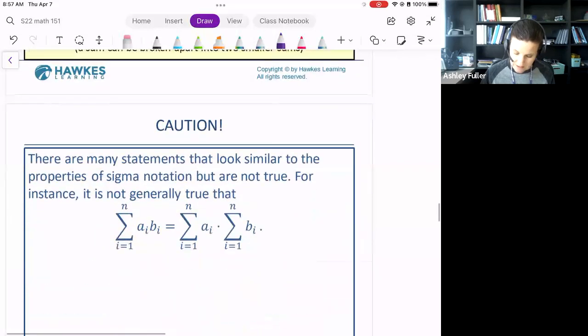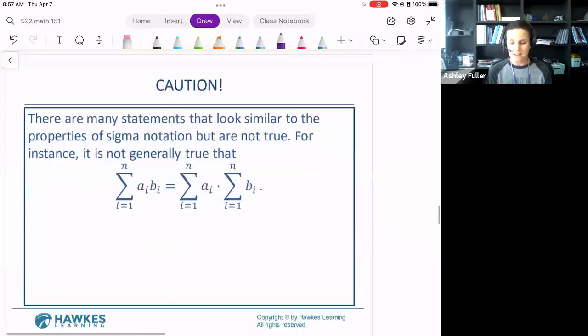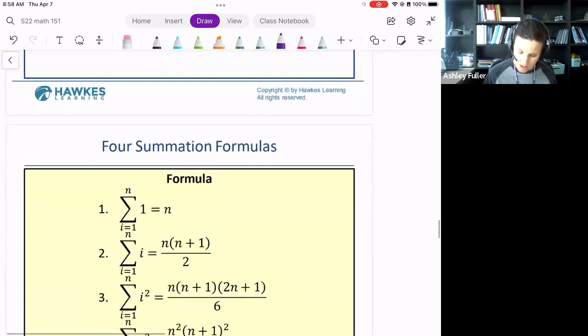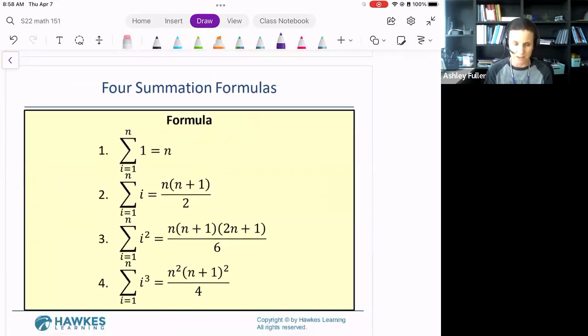Do note that statements such as this that look similar are not true. So we cannot multiply 2 sequences together and then add them. We have to follow the proper notation there. There are a couple of shortened summation formulas that are going to make your life a little bit easier, and I do encourage you to learn these.